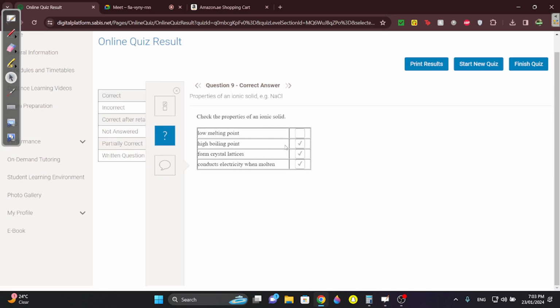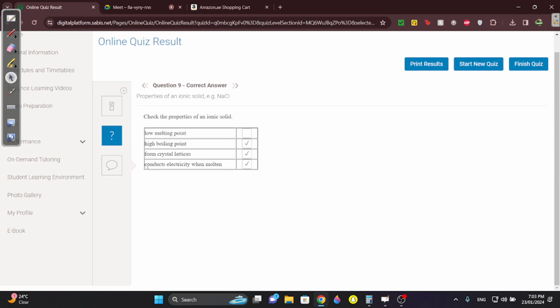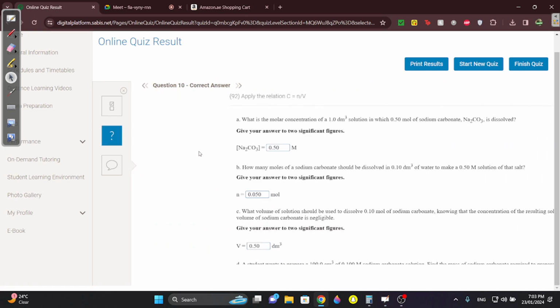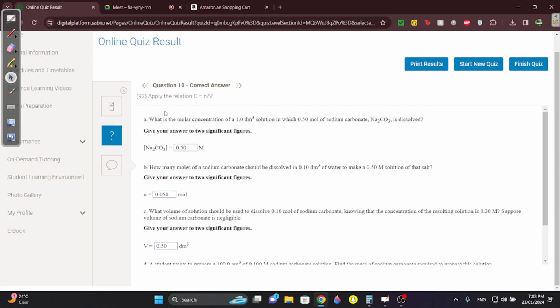I don't know if they'll ask it this week, but it's always good to know. An ionic solid conducts electricity when molten. Yes, it does. I told you ionic solids conduct. Okay, this one comes every mark scheme.